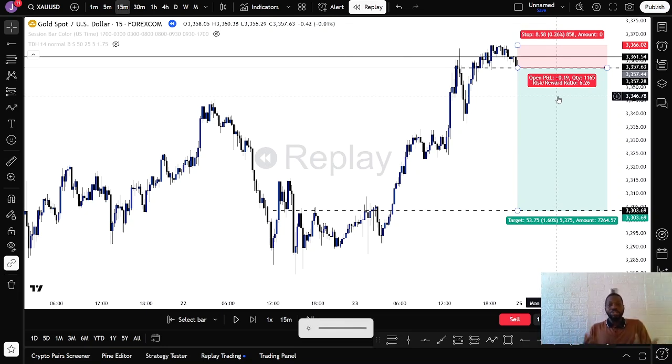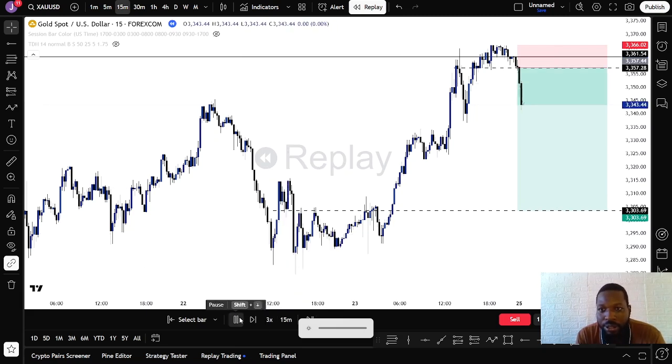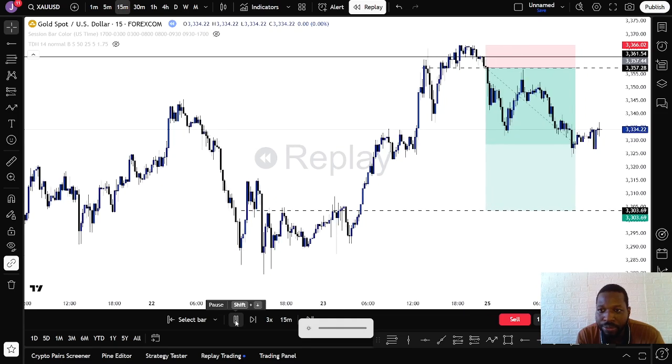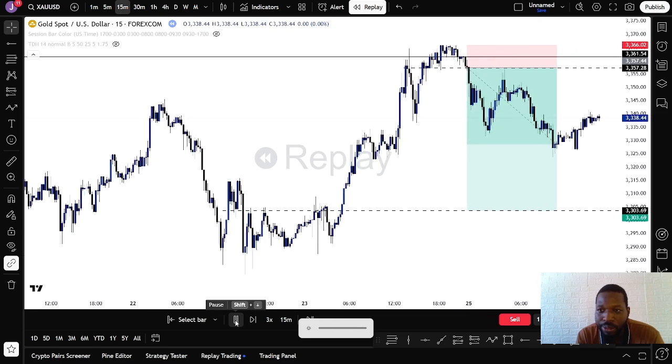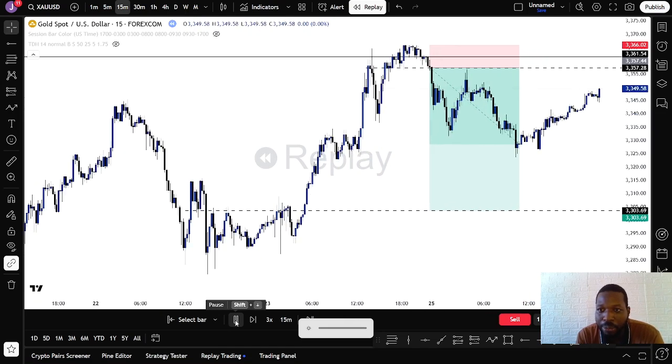So that is the advantage of knowing where to place your support or your resistance zone. When you know how to place it, you're going to catch all these big moves, right? So let us see how the market actually moves with this. So the market keeps going, then just watch what's going to happen at the end.